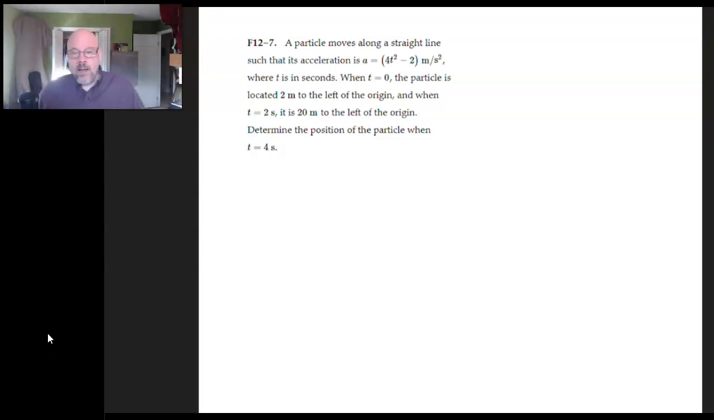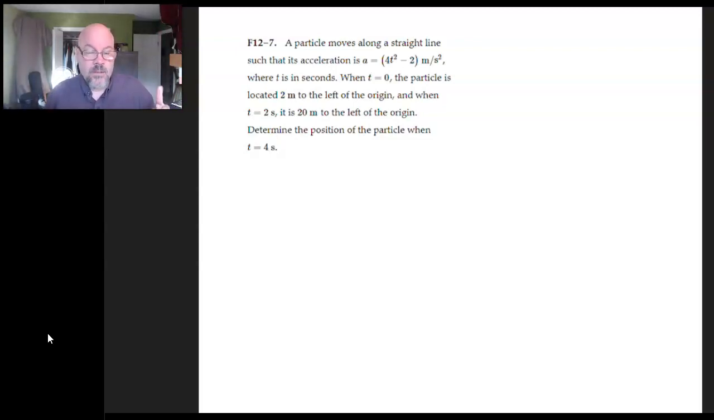Okay, so here we have a particle moving in a straight line. It's got a certain acceleration. When t is 0, the particle is located 2 meters to the... Stop right there. Remember when we said, if it just gives you weird information like that, probably means you're going to have to integrate. Okay, so let's just make a note of that.